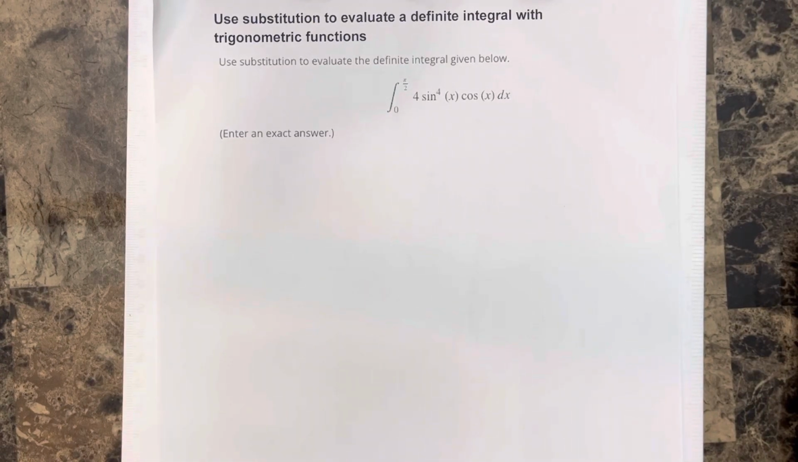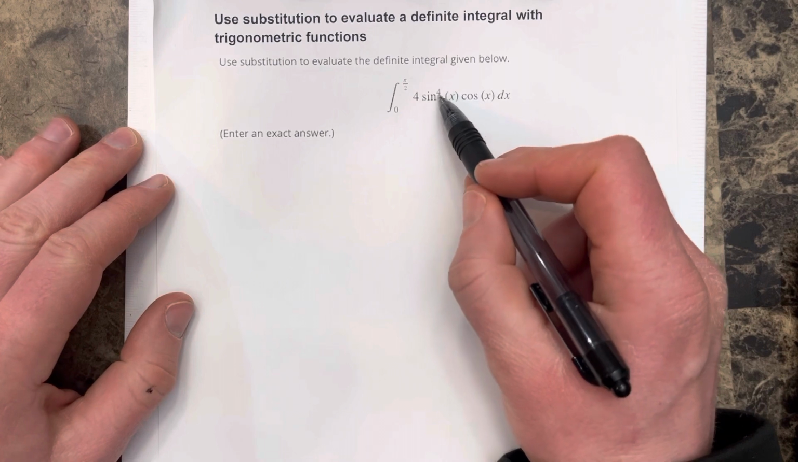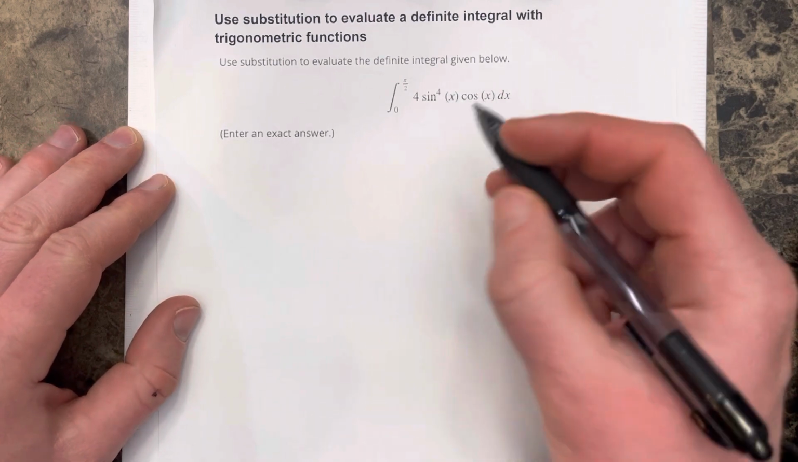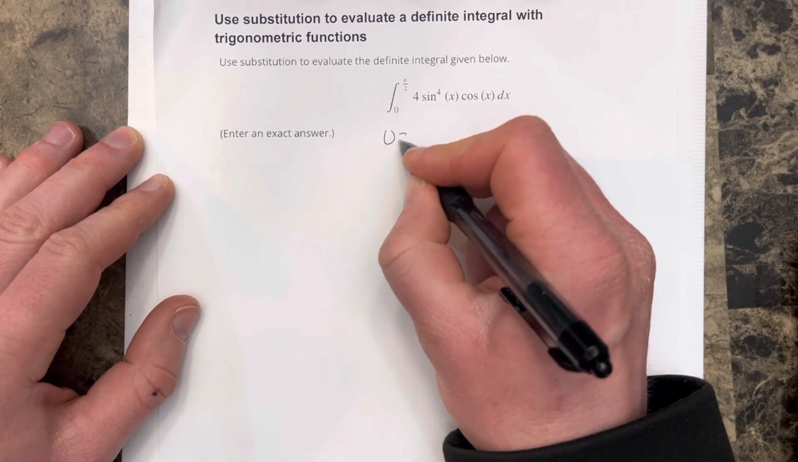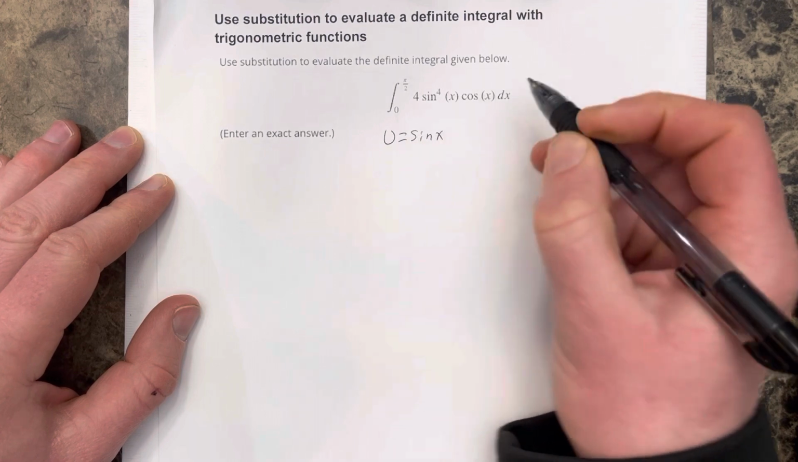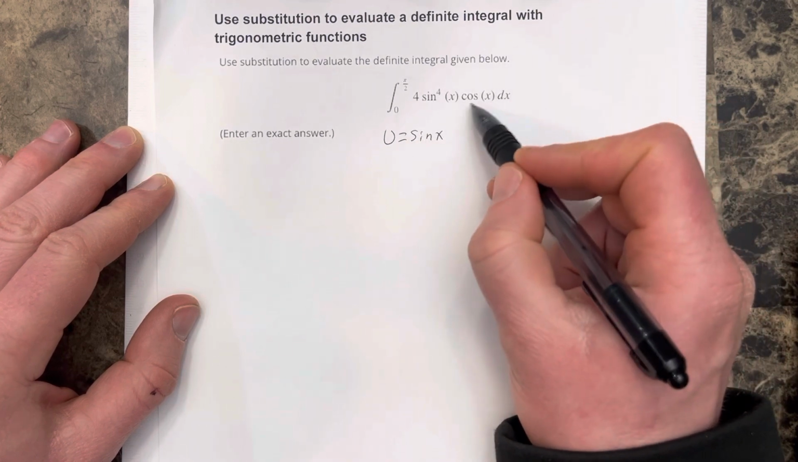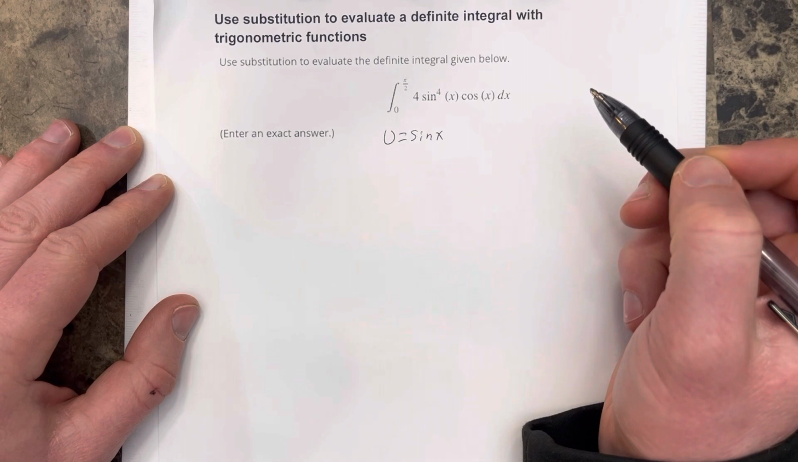In this video, I'm going to use substitution to evaluate a definite integral with trigonometric functions. It says use substitution to evaluate the definite integral given below. And they say 4 sine to the fourth x cosine x dx. I think it's pretty clear because of this to the fourth power piece that we're going to say u is equal to sine x, because if I take the derivative of sine x, I get cosine x, so I'd be able to cancel that.